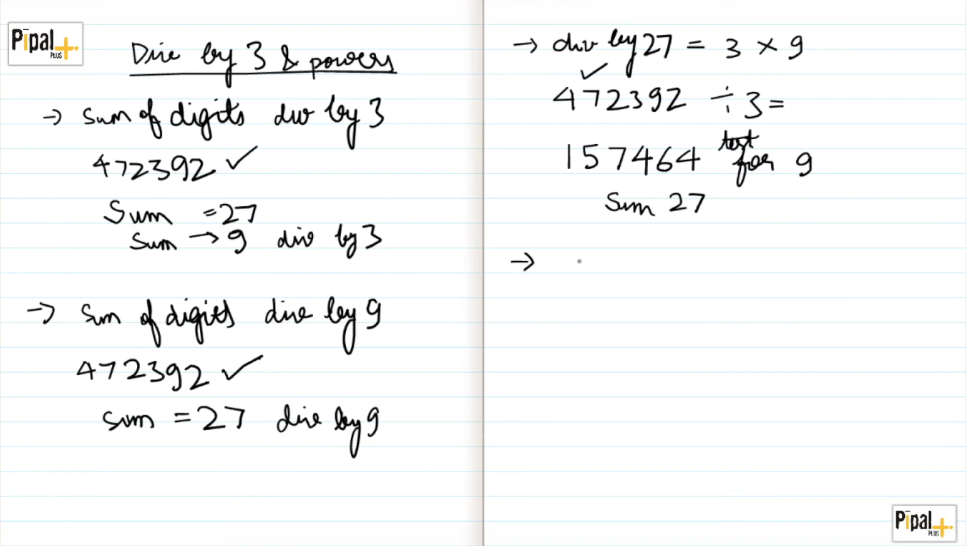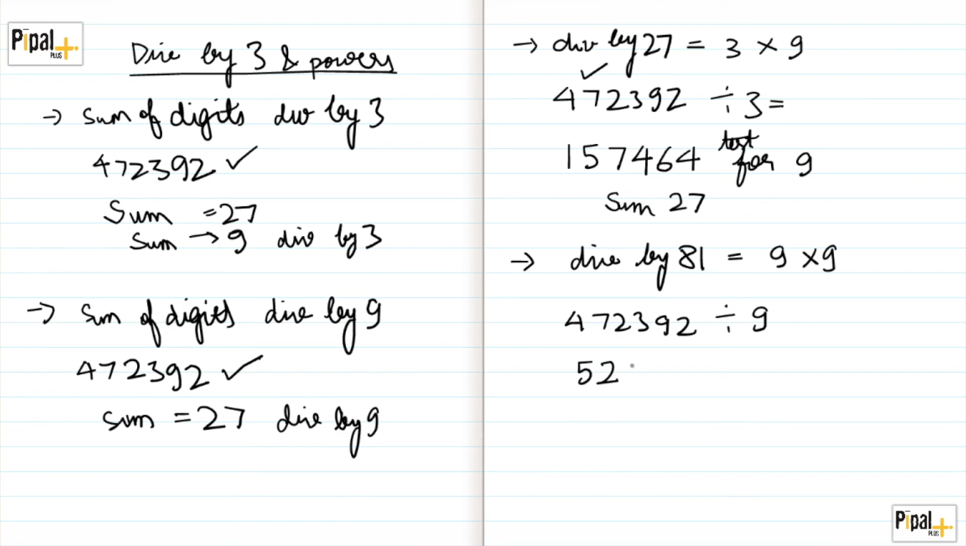And similarly, if we have to test for 81, then we'll use 9 times 9. So we'll just divide this number now by 9, and test whatever quotient we get. So 472392, we divide this by 9. 9 into 5 is 45, 22; 9 into 2 is 18, 43; 9 into 4 is 36, 79; 9 into 8 is 72, 72; 9 into 8 is 72. So we get this number when we divide 472392 by 9.